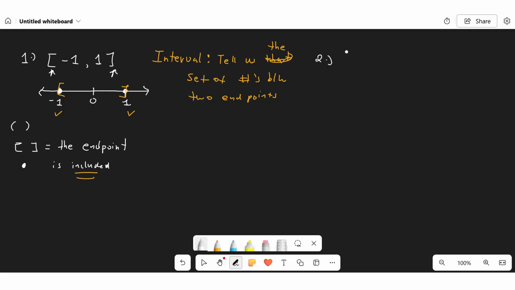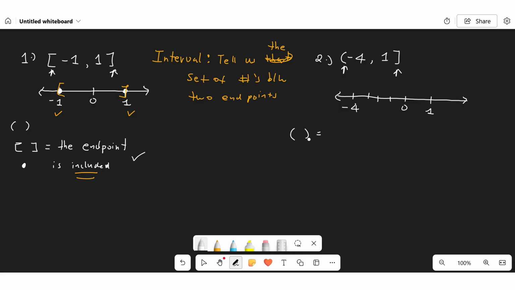Example number 2, we have -4 and 1. Let's graph this on the number line. Let's locate the origin and 1, 2, 3, 4 steps towards the left and 1 step here. Now, pay close attention. Here we have a parenthesis and here we have a bracket. Now, we talked about the brackets. What about the parenthesis? Well, it's the opposite, right?